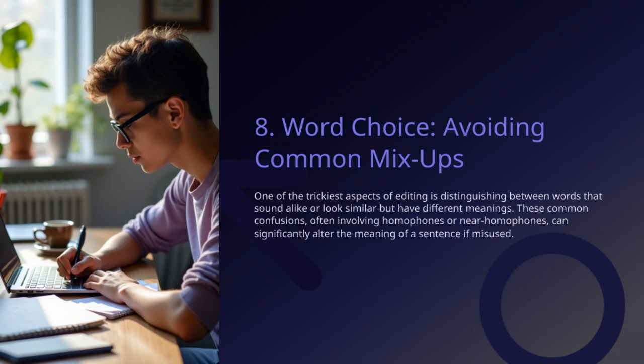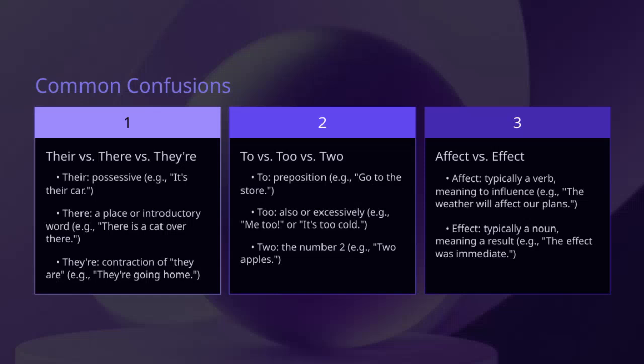This attention to detail really ties into our overall goal of producing polished, effective communication. Let's go over some common confusions in English that can trip us up. First, we have effect versus affect. Effect is usually a noun and it means a result or outcome. For example, the effect was immediate. Affect, on the other hand, is typically a verb meaning to influence something, like in the weather will affect our plans. Remember, effect is the result, and affect is the influence.